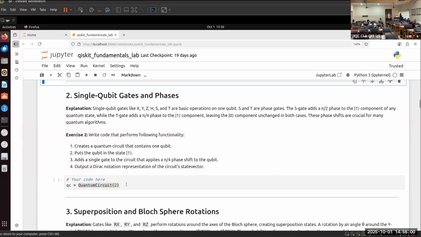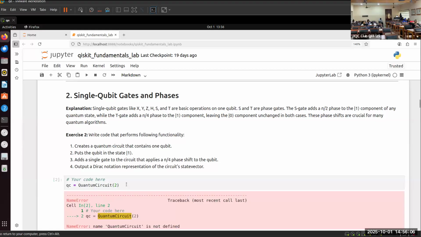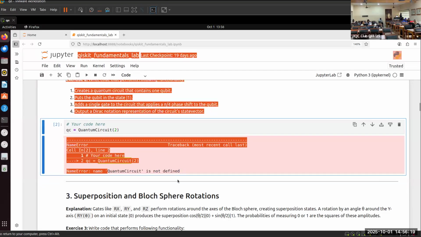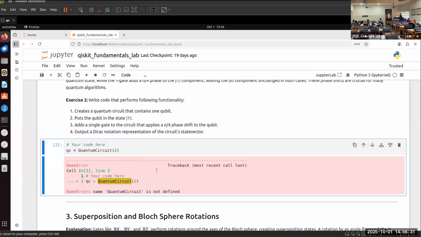But by the time I get here, the quantum circuit that I'm using is from Qiskit. If I run this code, even though it looked okay earlier when I did the calculation, now it is giving an error. And what is the error? It's saying quantum circuit not defined. So that means this notebook does not understand what quantum circuit is. And this is the reason for importing the quantum circuit library at the beginning.